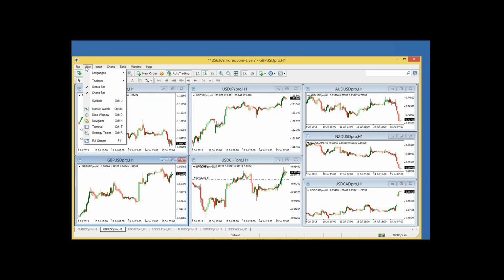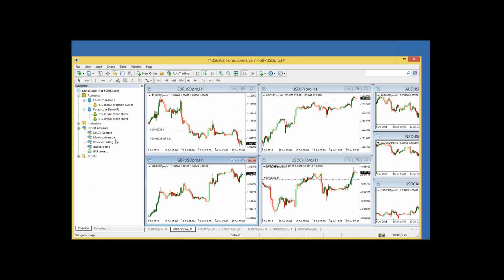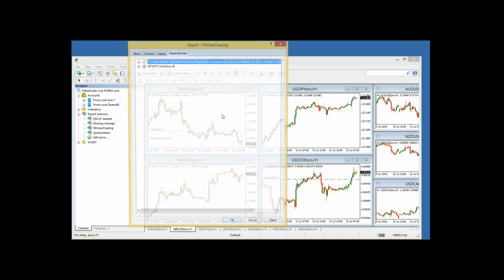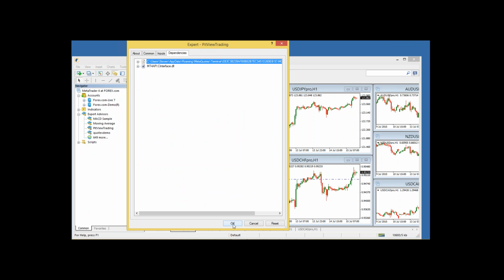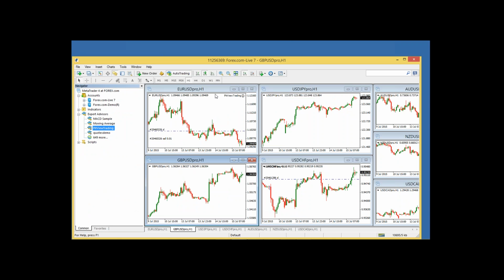But before I pull up my PitView indicators, what I need to do is go under View and then go to Navigator. When you download PitView, under your Expert Advisors, you're going to see PitView trading on here. What you do is you just click and drag the PitView trading onto one of the pairs. Like in this case, I click and drag it over to the euro dollar. Click on OK, and that should put your Expert Advisor, your PitView trading, on here. That means that we can manage all of our charts and our trading from PitView instead of just the Metatrader.